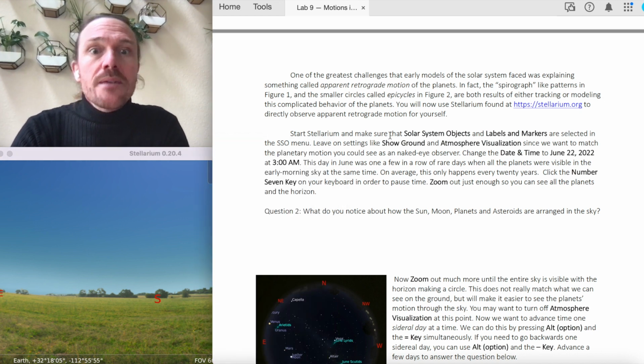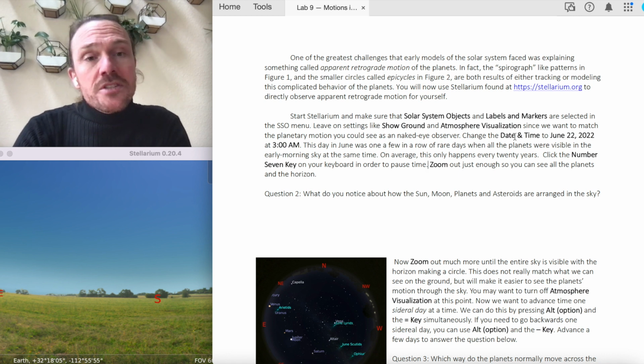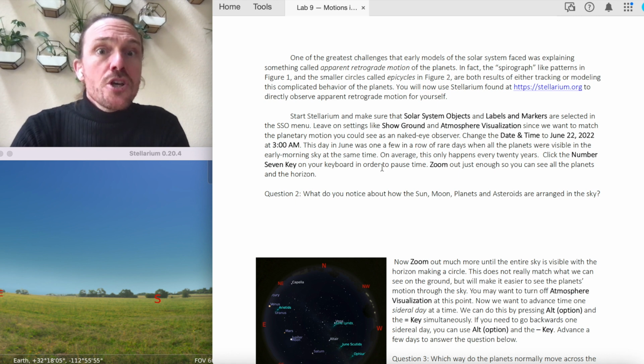So start Stellarium and make sure that the solar system objects and labels and markers are selected in the SSO menu. Leave on settings like show ground and atmosphere visualization, since we want to match the planetary motion you could actually see as a naked eye observer, right? Really standing on the ground at night and all of that. Change the date and time to June 22nd, 2022 at 3 a.m.